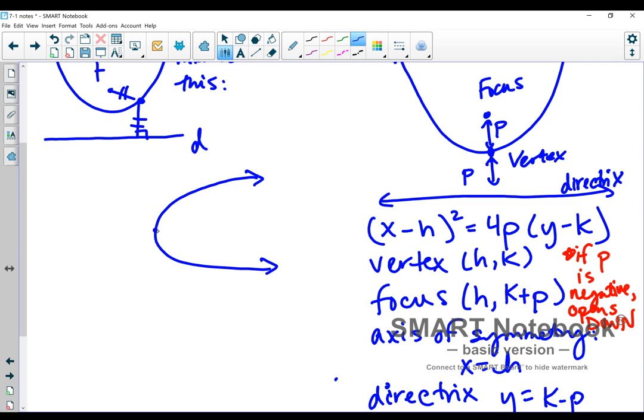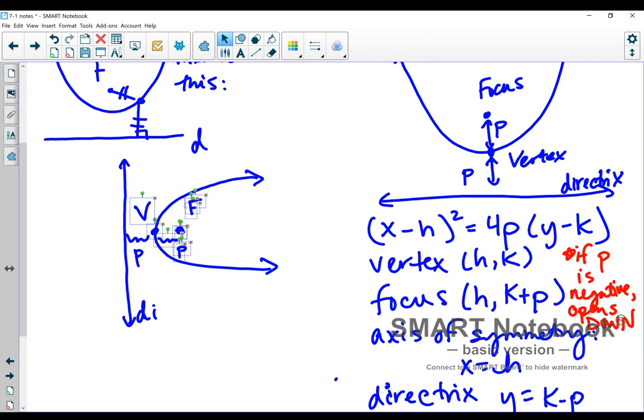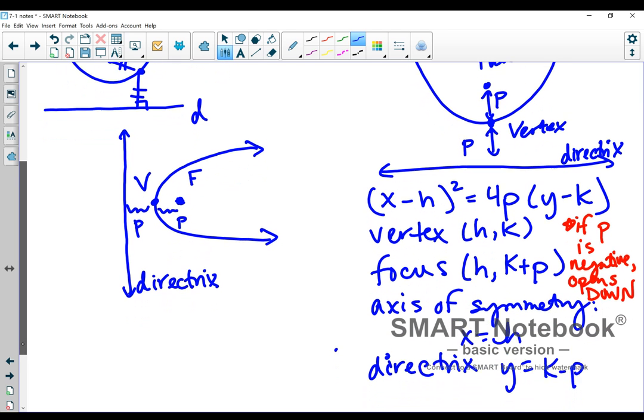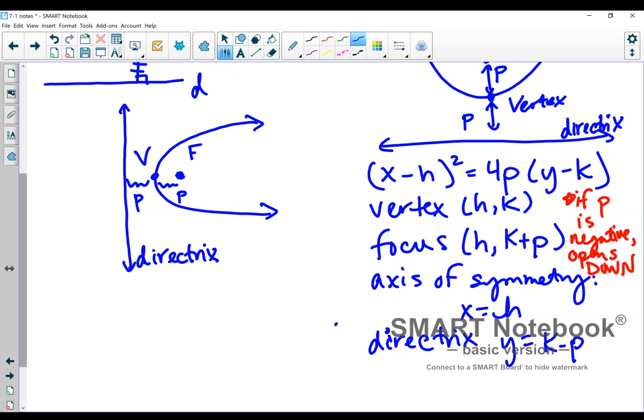So if my parabola opens to the right, it still opens towards the focus. So my focus could be right here. And remember, the focus is still p units away from the vertex. My directrix is still p units away. This is my directrix. We usually use capital letters for points, and we usually use lowercase letters for lines. I notice I'm putting these off in space, not on an ordered plane or anything.